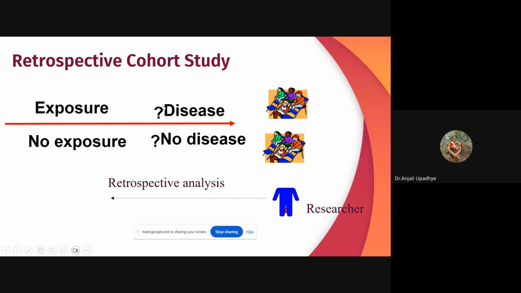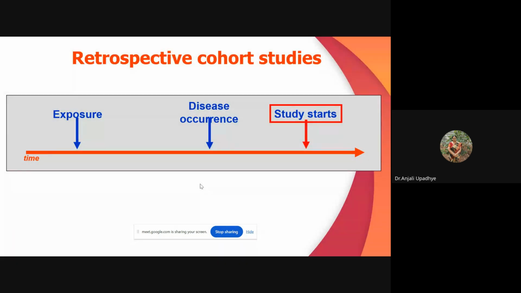Retrospective cohort study. Exposure, disease, non-exposure, no disease. Simple. But the researcher does a retrospective analysis. If disease has occurred, that means there was exposure. Or if disease has not occurred, no disease is there, then no exposure will be there. So we need to find the past history of the patient, or whether there was any exposure to a risk to have the disease. So in retrospective cohort studies, in the time frame, the exposure is there, disease occurrence is there, but the study starts after the disease. That is why it is retrospective.